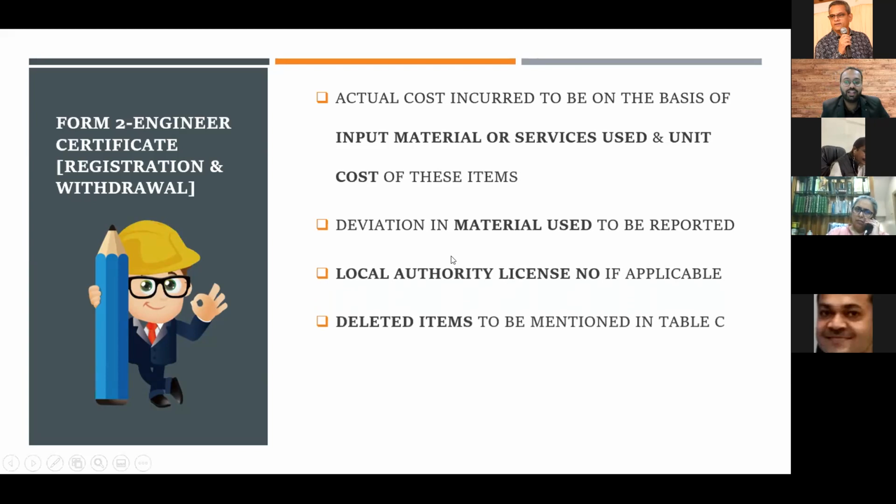Yes. Now, deleted items to be mentioned in Table C. Earlier, Table C was the list of extra or additional items considered in cost. That is, when the engineer made an estimate at the time of registration, but later some additional cost items came up, he had to include them, and then the chartered accountant has to include that cost in his certificate so that he can withdraw that cost.